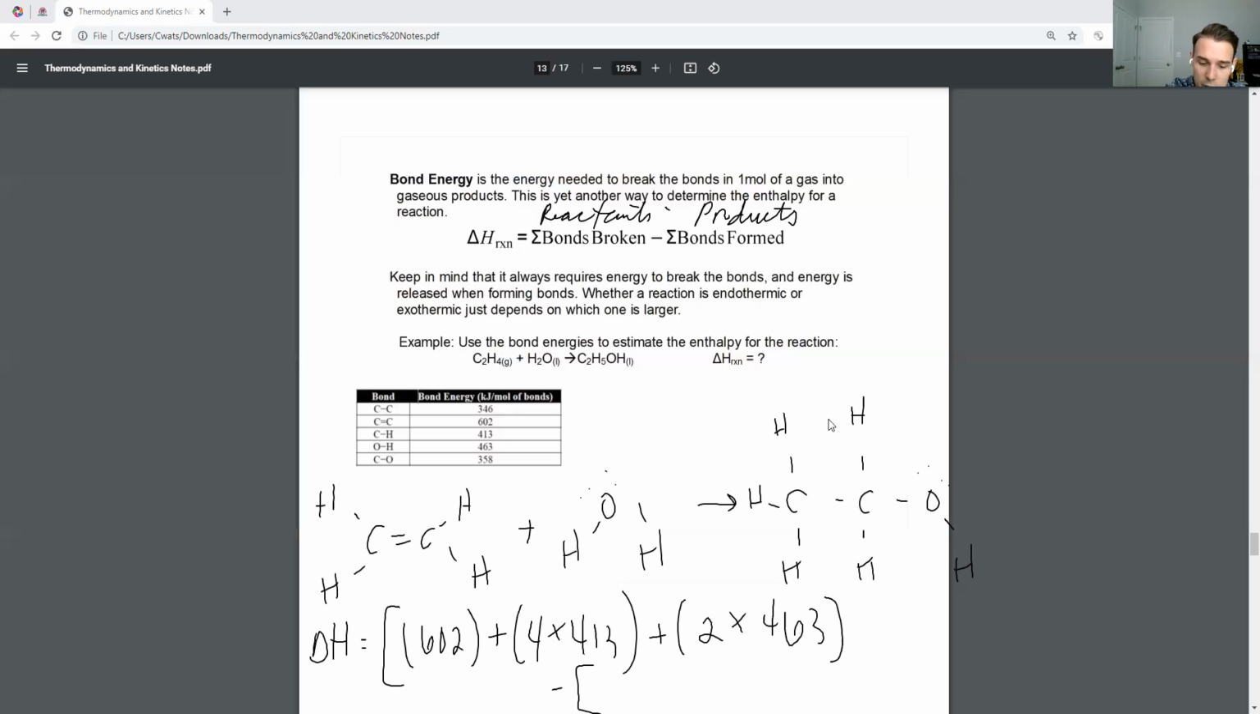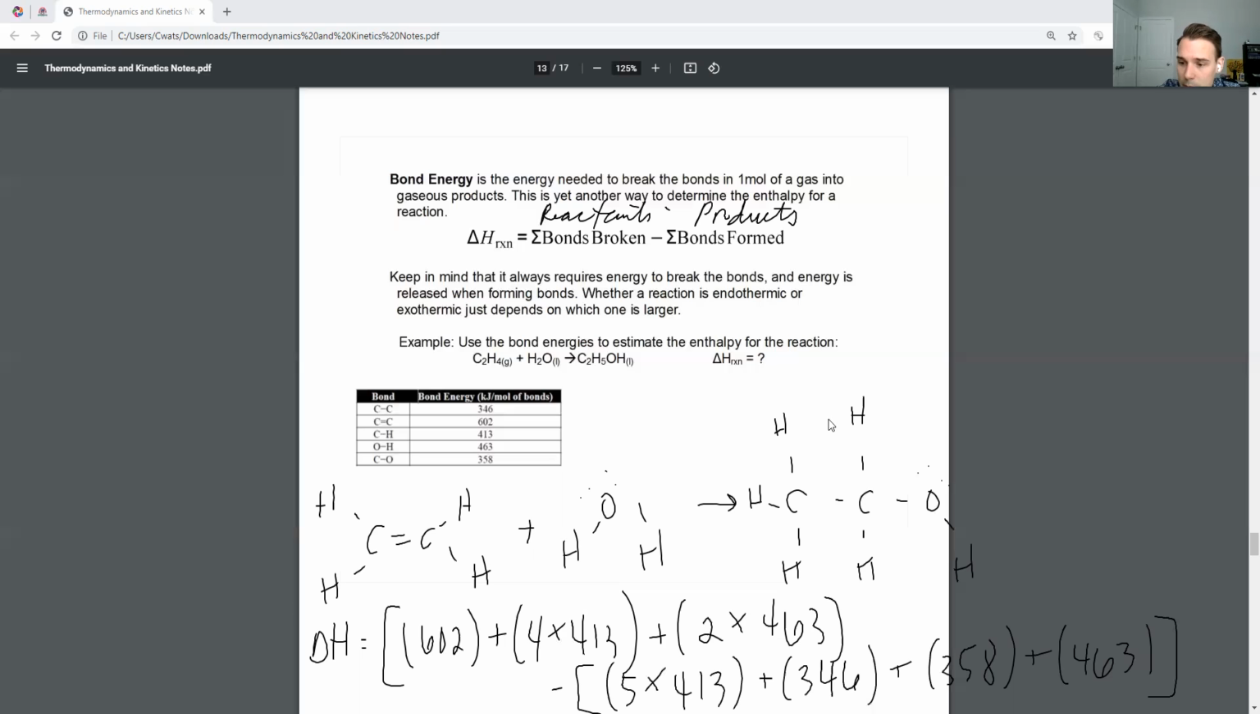Now I'm going to subtract that from my products. I have 5 CH bonds, 1, 2, 3, 4, yeah, so 5 times 413, plus I have a CC single bond, which is 346, plus I have a CO bond, which is 358, and then I have an OH bond, which is 463.